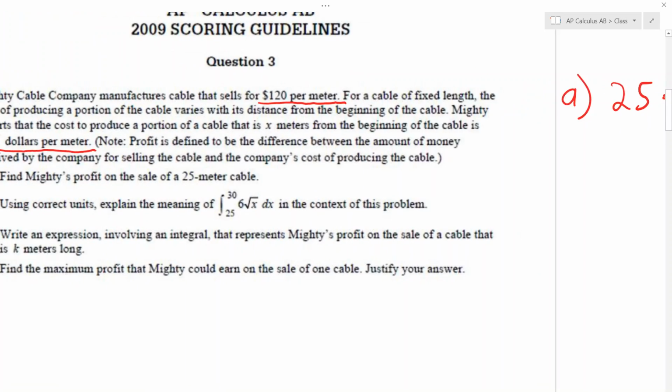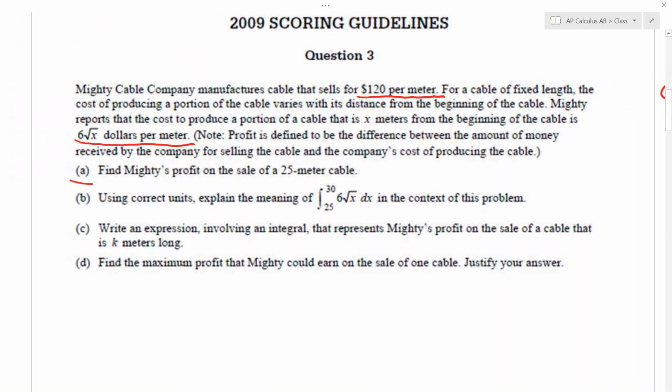I think a very common mistake, and they might do this, is for kids just to plug 25 into that. If you plug in 25, you're going to get 30. But 30 is not the cost to make that cable. It's not the cost to make any real portion of it. It's the cost exactly at the 25th meter. Imagine an infinitely thin slice at the 25th meter. That's the cost per meter to make that piece, which is weird. It's not the cost to make that piece, it's the cost per meter to make that piece.